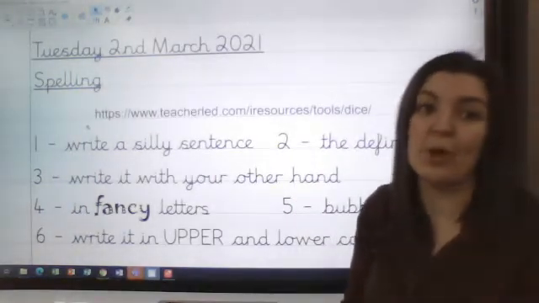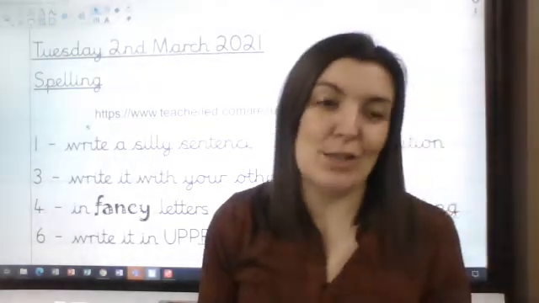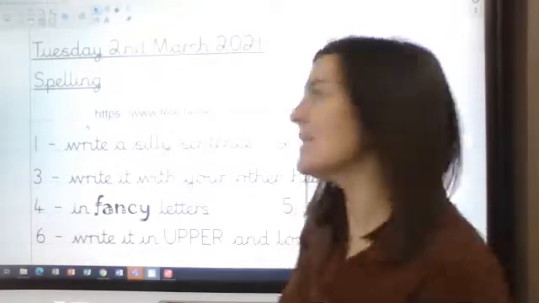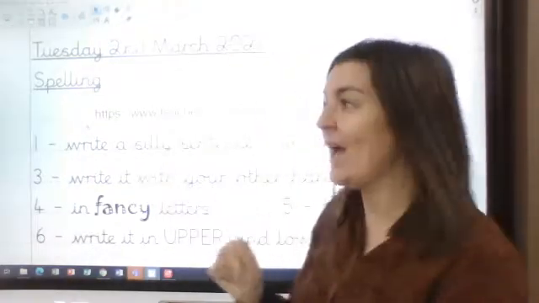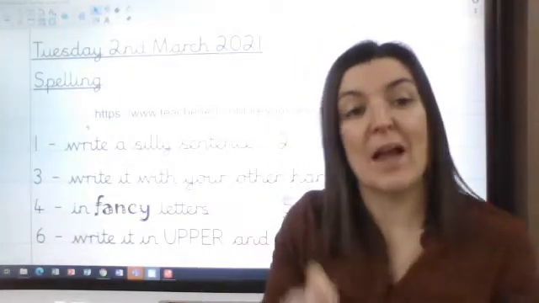There's different things that I want you to do. So number 1 is write a silly sentence. Okay, so you might roll it and get one of your spellings and put it into a silly sentence. Number 2 is the definition. So find the definition of the spelling and write that.